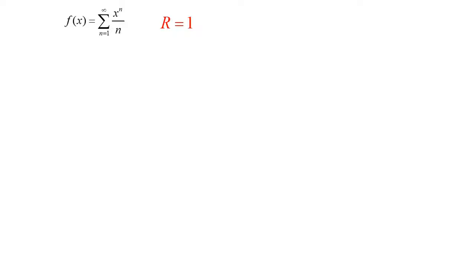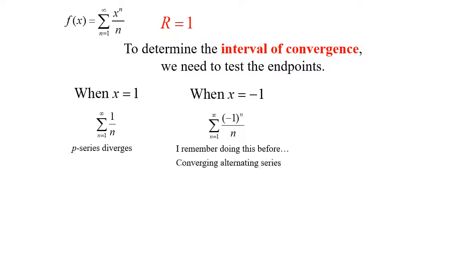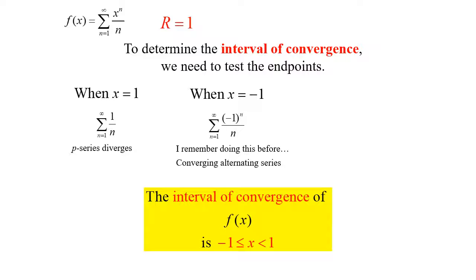Now let's go ahead and determine the interval of convergence for this. So if we test x equals 1, we get the harmonic series, which we know diverges. X equals negative 1, the alternating series, which hopefully we remember converges. So here is the interval of convergence for f of x. Again, the radius is 1. It's just that this one does indeed converge for negative 1, but not for 1.